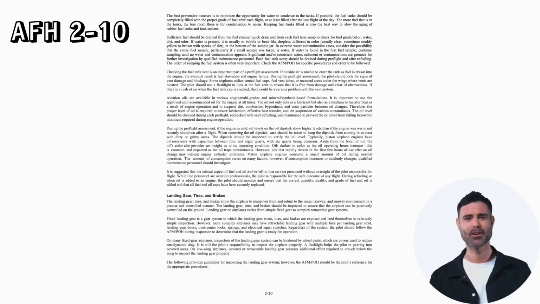Each fuel tank sump should be drained during pre-flight and after refueling. The order of sumping the fuel system is often very important. Check the AFM/POH for specific procedures to be followed.